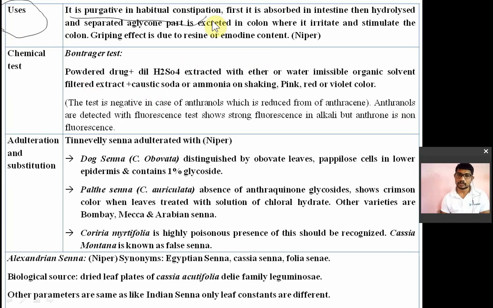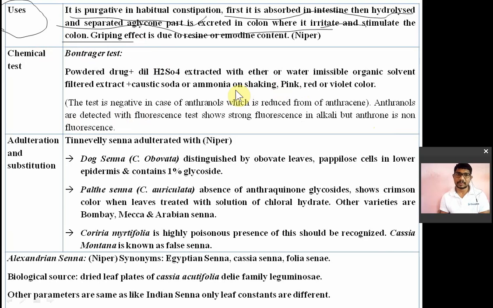Now this Senna is first absorbed from the intestine into the blood. They are hydrolyzed and separated. The aglycone part is again excreted in the colon. What will happen is that it is absorbed from the GIT, hydrolyzed in the blood, and the aglycone part is re-excreted into the intestine. The aglycone part will irritate the intestine and stimulate the colon for removal of stools. That is a purgative action.